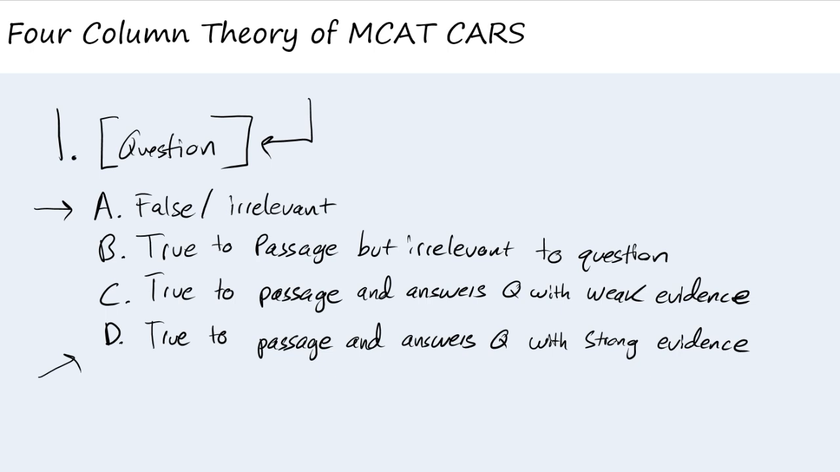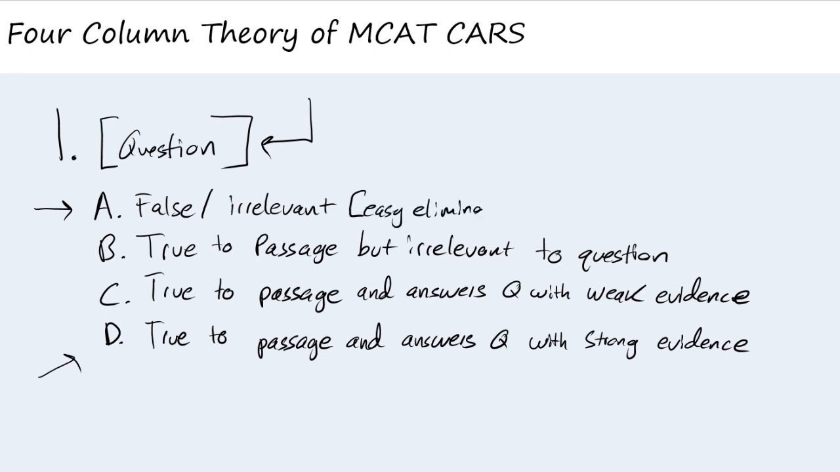So let's assume that this is a generally easy medium level question and it has a pretty good distribution of AMC's different answer types. So the first one, false but irrelevant. This means that the answer choice was both false to the passage and irrelevant to the question being asked. These are the ones that are usually the easy eliminations.